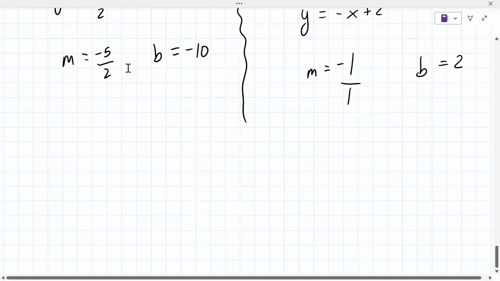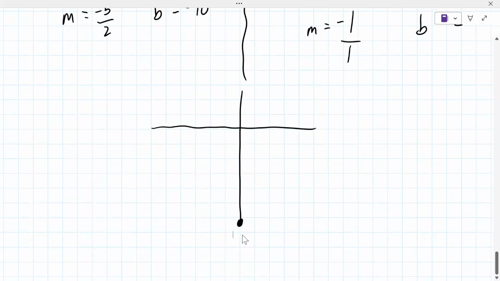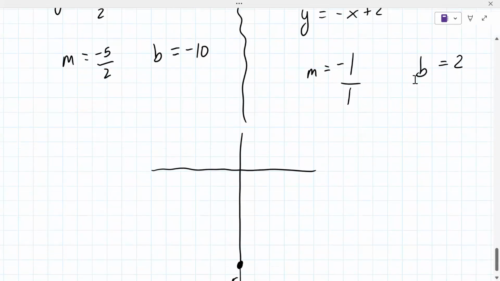Okay, so to graph the first one, the one on the left here, where do you start the graph? Do you start with the slope or the b value? The b value. So you go down to minus 10. And then this is where it's going to be hard on your graph. I didn't realize your graph zoomed out, but you can go down 5 and then right 2. Okay. And then you're going to do the same thing on the other graph. You're going to start at 2. This one is down 1 and right 1. Okay.